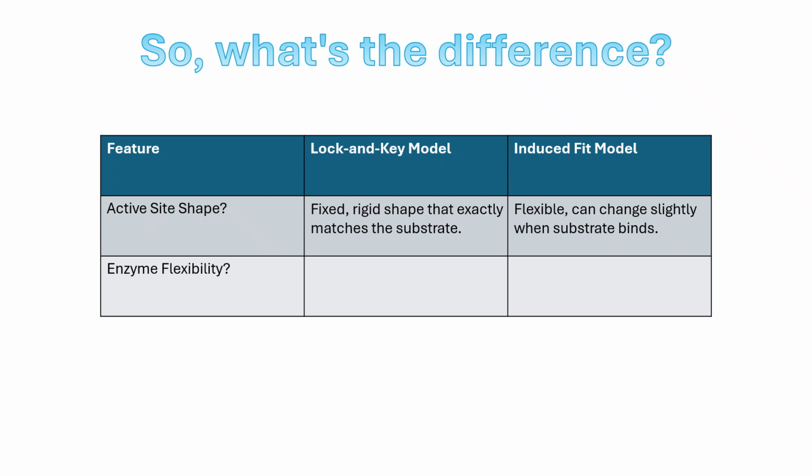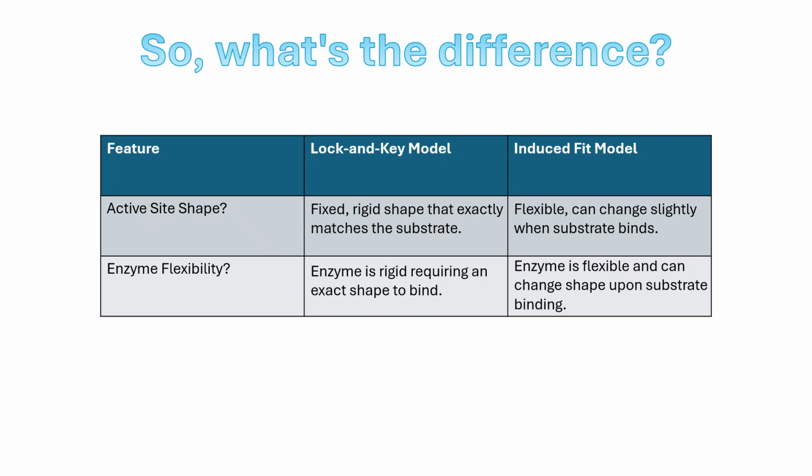In the induced fit model, for instance, the active site is flexible and can slightly adjust its shape to bind similar substrates, while still remaining highly specific. The biggest takeaway from these two is the lock and key model is very rigid and highly specific, while the induced fit model is flexible. It usually binds to one substrate, but can adapt slightly to others.